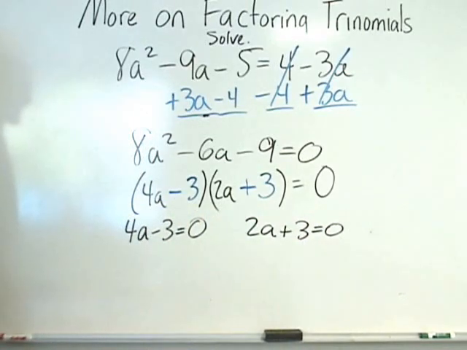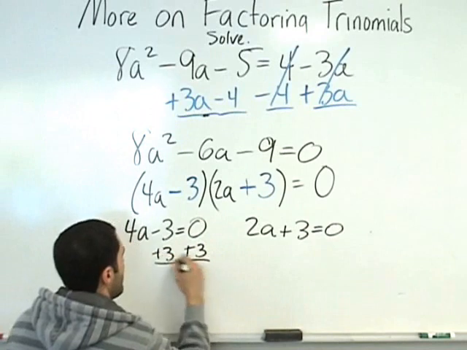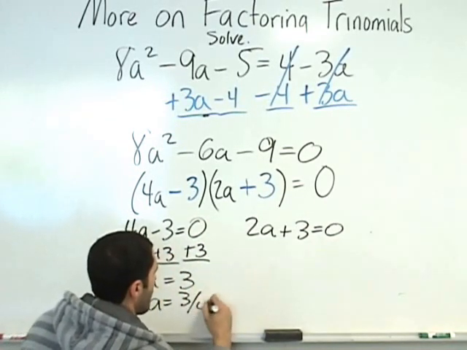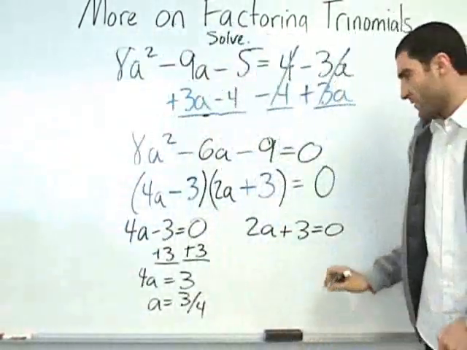I'm going to do this in El Rapido mode. Here we go. Plus 3, 4a equals 3. a equals 3 over 4. Right? El Rapido mode.